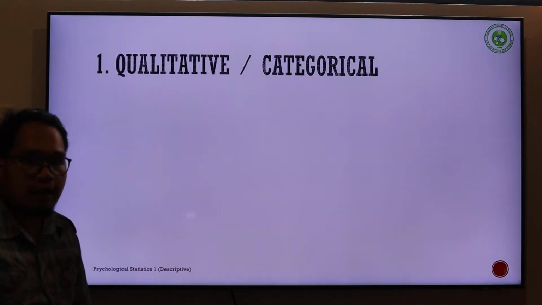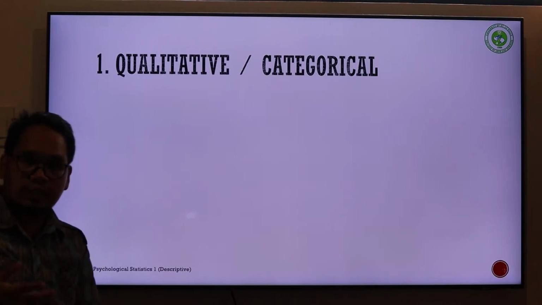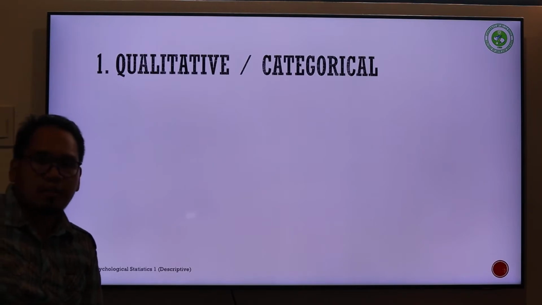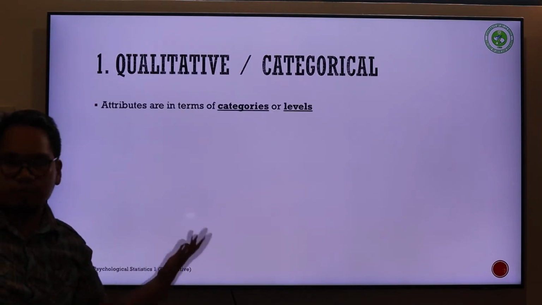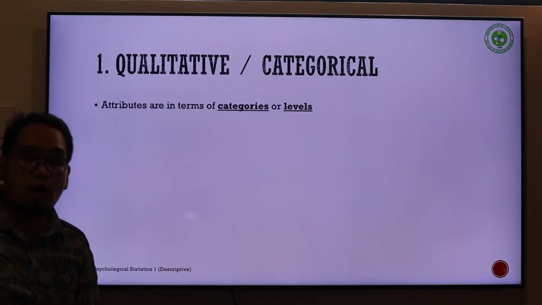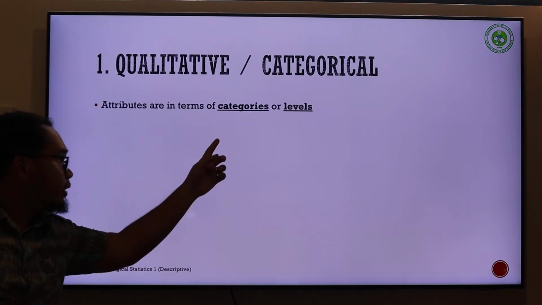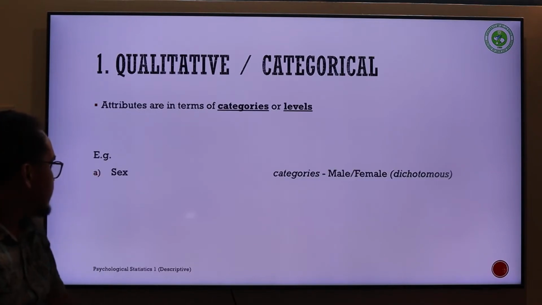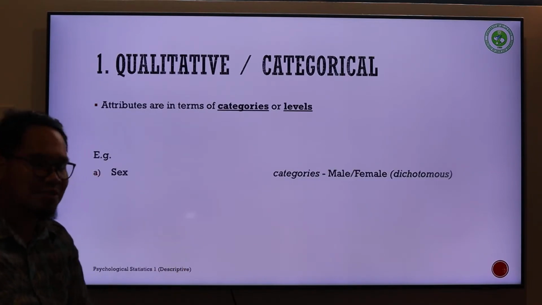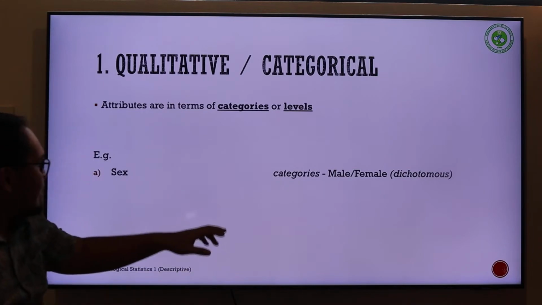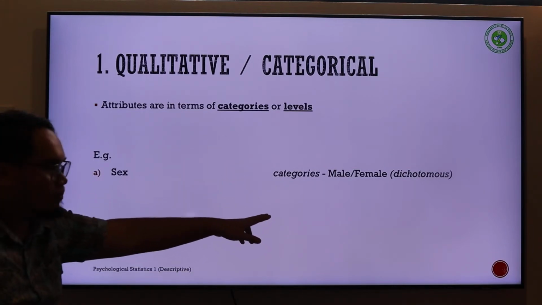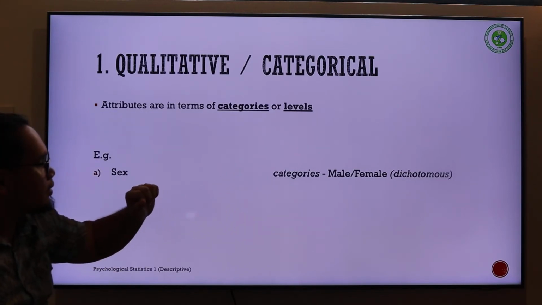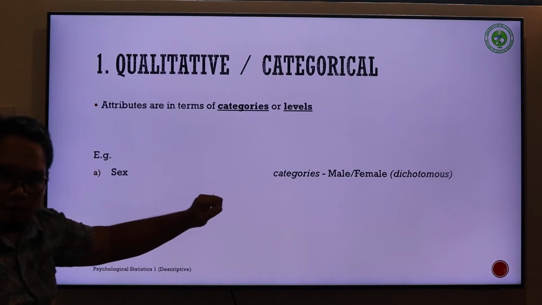So let's first talk about qualitative or categorical variables. In some books they call it categorical. These variables have attributes that are all in terms of categories or levels. For example, sex, as a noun. That is in terms of categories because it has two options. You either are a female or a male.